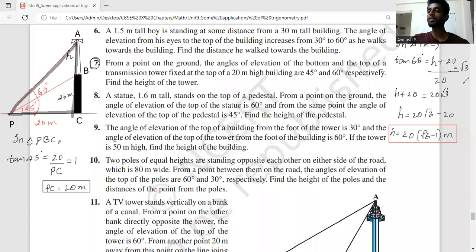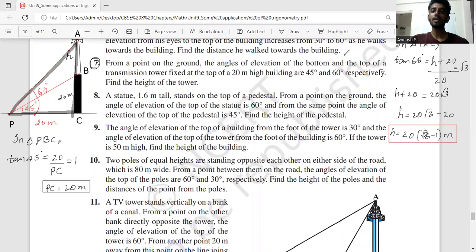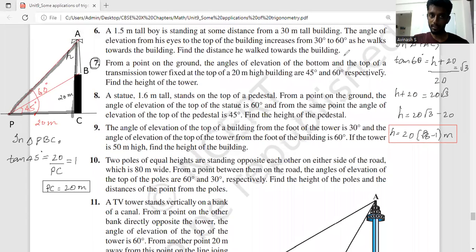Here, 20 goes to the right side and gets multiplied, and this 20 goes to the right side and gets subtracted. Since it's a plus on the left side, you take 20 as common. When you take 20 as common, root 3 remains. When this 20 is taken out, you have nothing, so I am writing 1. That's how you get 20 into root 3 minus 1. So this is the final answer, and you conclude by writing as a statement that this is the height of the transmission tower. So that's how you do it.